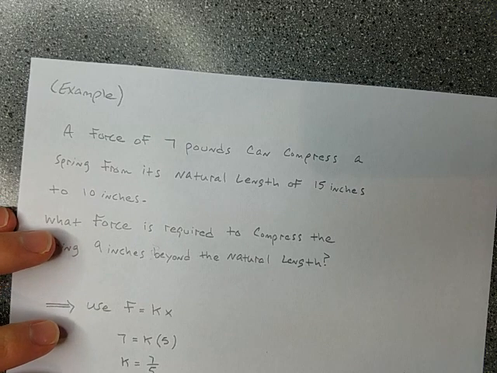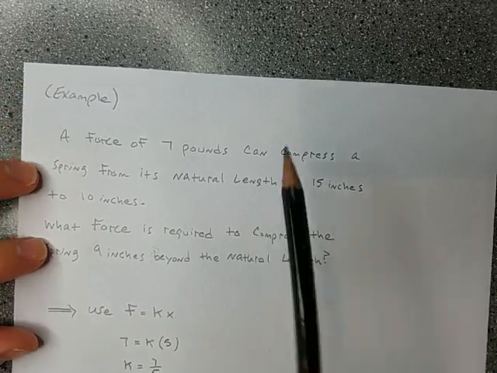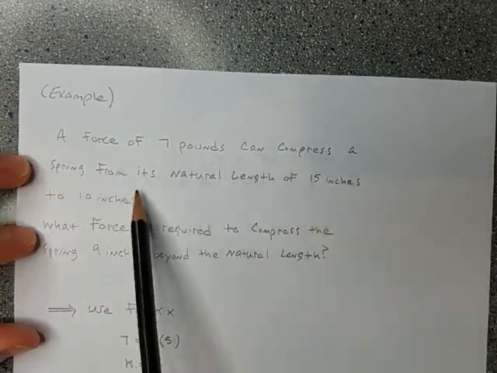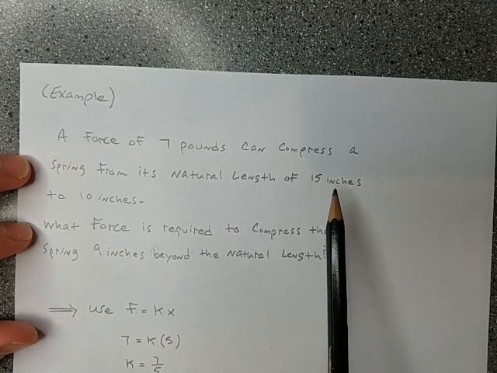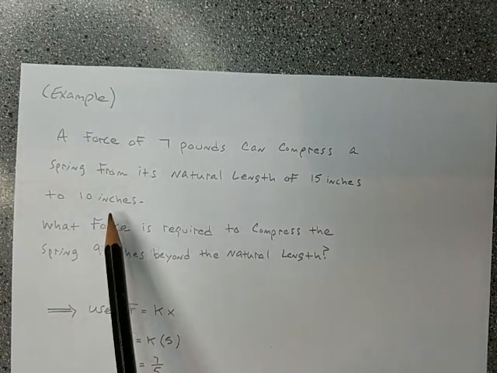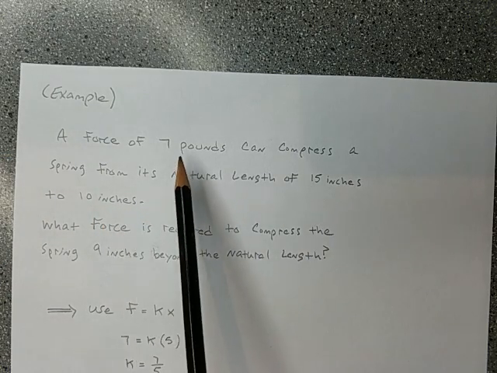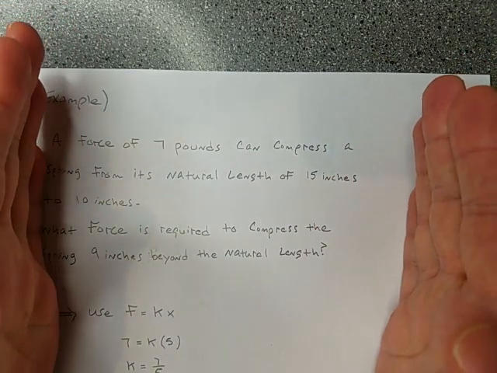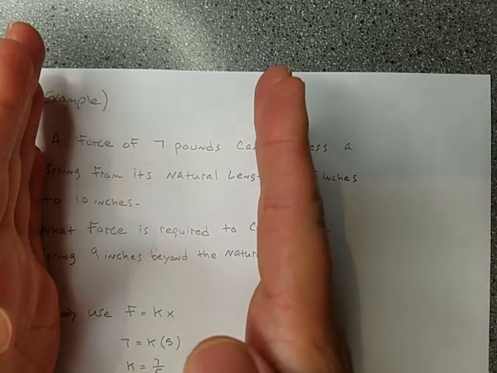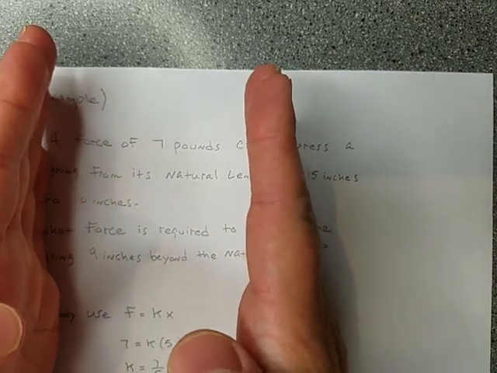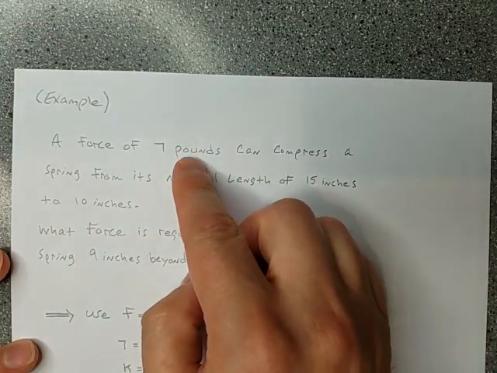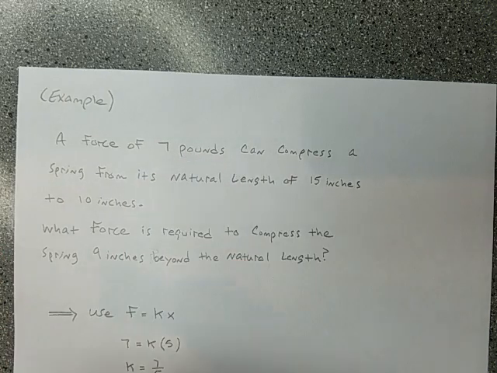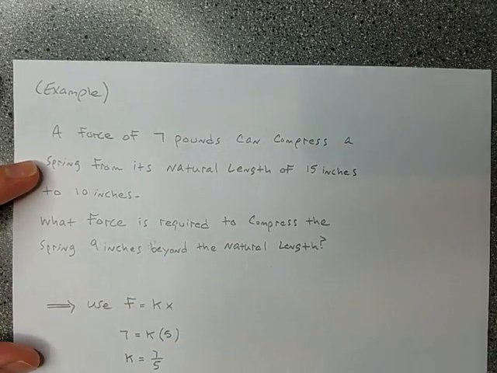So think about this problem. A force of 7 pounds can compress a spring from its natural length of 15 inches to a compressed length of 10 inches. It takes 7 pounds of sustained force to hold it compressed down to 10. That's what I'm saying. Okay?